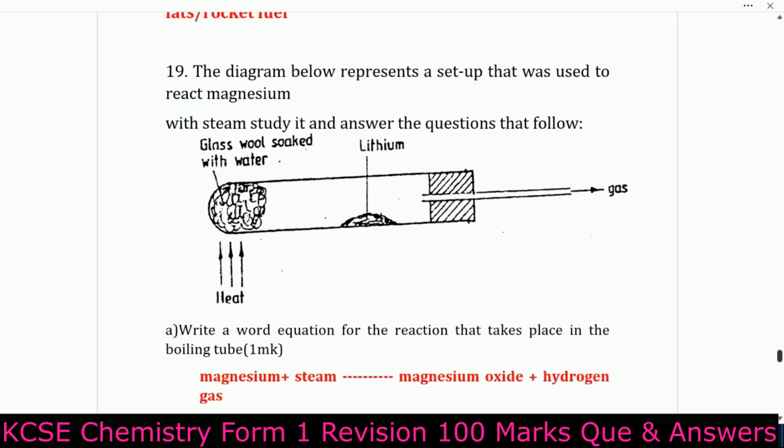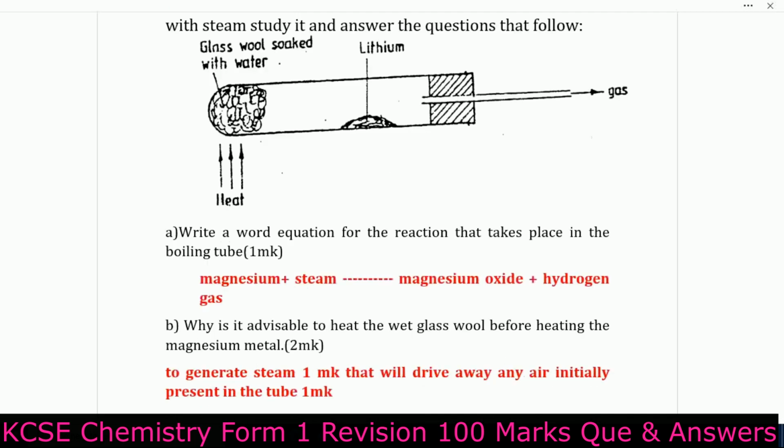Number 19, the diagram below represents a setup that was used to react magnesium with steam. Study it and answer the questions that follow. Glass wool soaked with water, we have magnesium, we have gas, and then the heat being applied there. We are told to write an equation for the reaction that took place in the boiling tube. So magnesium plus steam, you get magnesium oxide plus hydrogen gas.